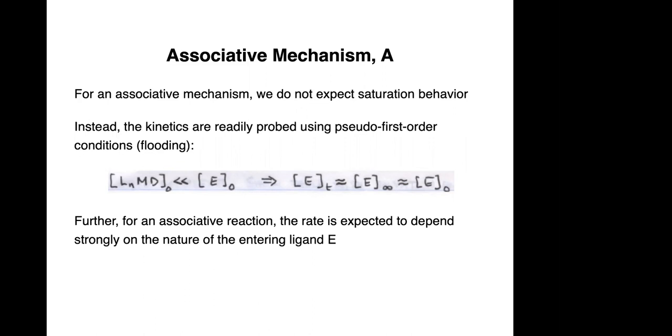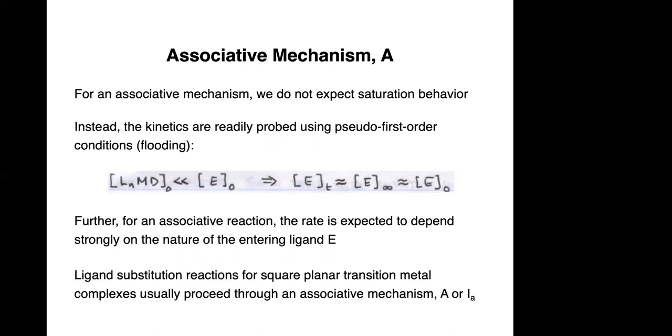Also, for an associative reaction, we noted that the rate should depend strongly on the nature of the entering ligand E. And so that's very different, of course, from what we'd expect for a dissociative reaction, where we don't see a strong dependence on the nature of E. And finally, we noted that ligand substitution reactions for square planar complexes usually proceed through an associative mechanism, either fully associative or an associative interchange type of mechanism.